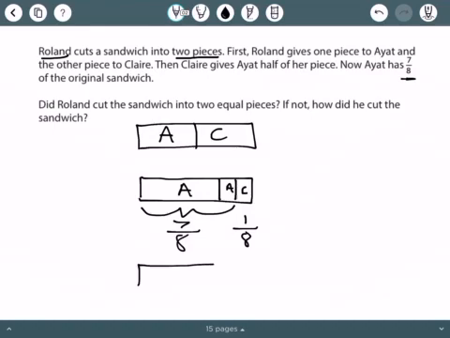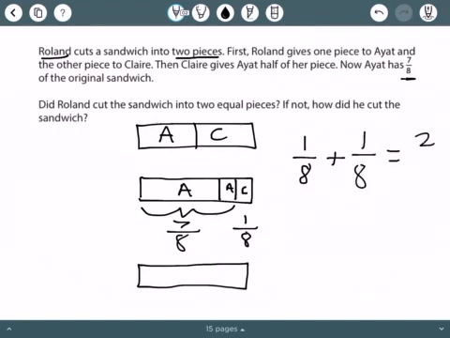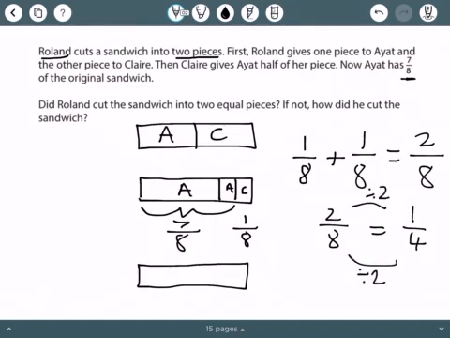So if we put our original sandwich out here, we know that Claire gave Ayat 1/8, and that was half of her piece. So if that was half, if we add the other half, Claire originally had 2/8 of the sandwich, and 2/8, if we simplify it, equals 1/4, doesn't it? Okay, because we know that if we divide the numerator and the denominator by 2, that equals 1/4.